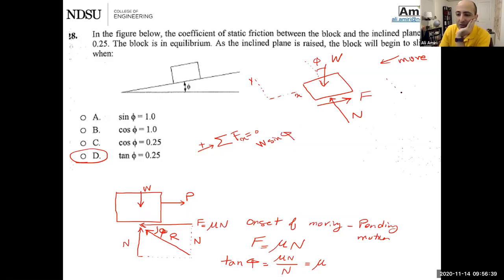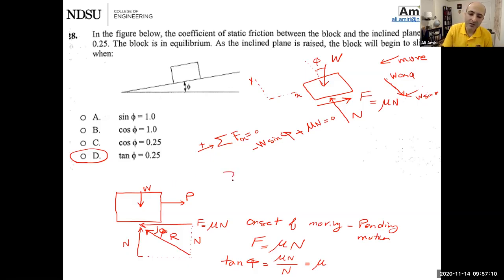Let me quickly draw it for you. It's going to be a W sine phi, and it's going to be a W cosine phi. It is pointing against my sign, so I'm going to put a negative next to it. The other one is plus F, which is going to be mu N also, equals 0.